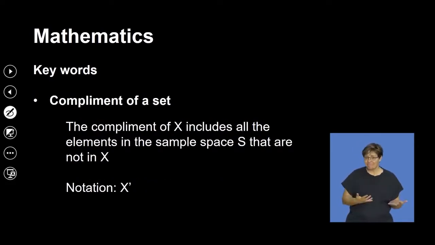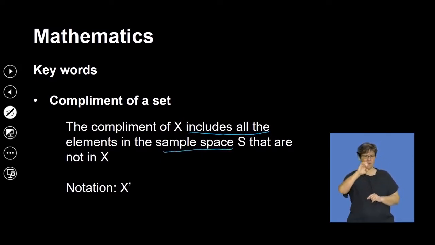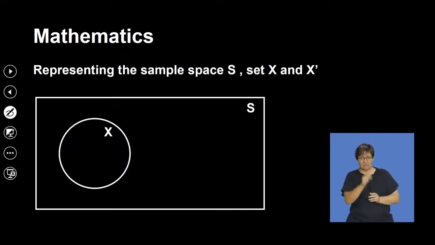Here's a new word: complement of a set. The complement of a set includes all the elements of the sample space that are not in X. So the complement of X is written as X with a little dash or prime on it. So let's have a look at that visually.